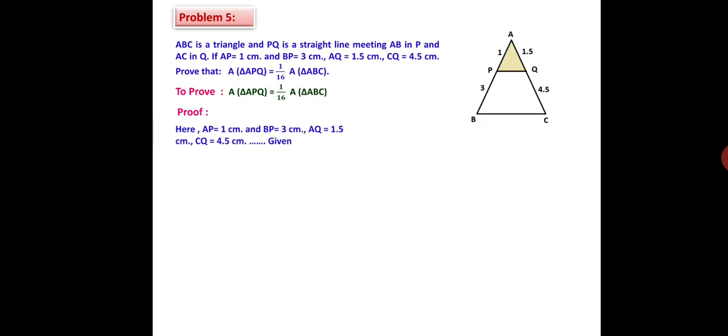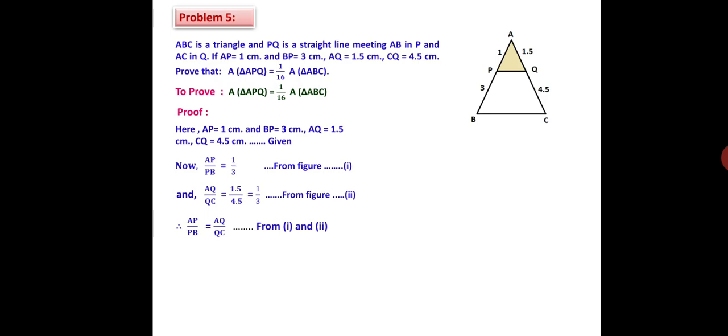We will try for this. Here AP is equal to 1 cm, BP is 3 cm, AQ is 1.5 cm, CQ is 4.5 cm. All these are the given things. Therefore, now we can write AP upon PB is equal to 1 upon 3 from the figure and given values. And also AQ upon QC is equal to 1.5 upon 4.5, which is equal to 1 upon 3. This is statement number 2. So from 1 and 2, you can write that AP upon PB is equal to AQ upon QC since the RHS is the same. Therefore, PQ is parallel to BC, we can say by the converse of the basic proportionality theorem.